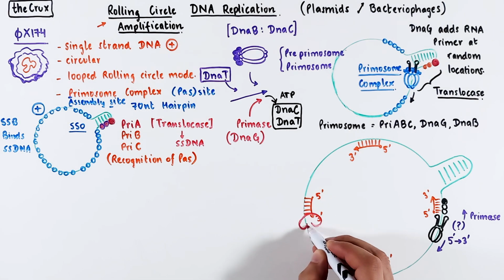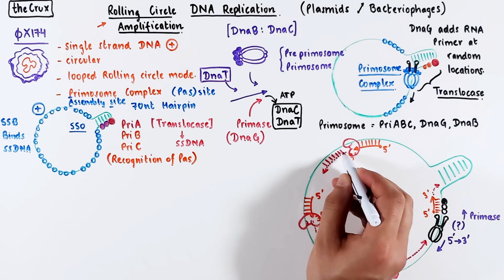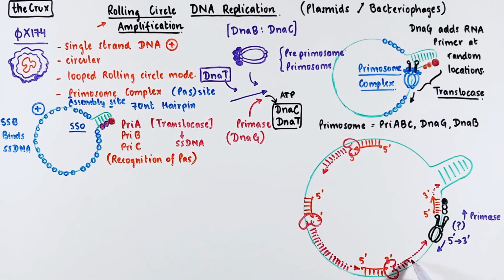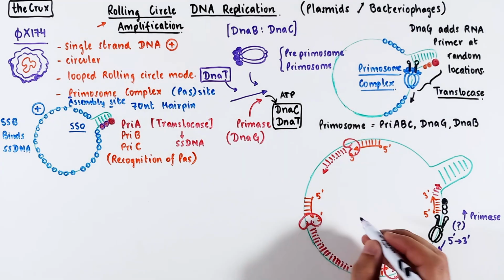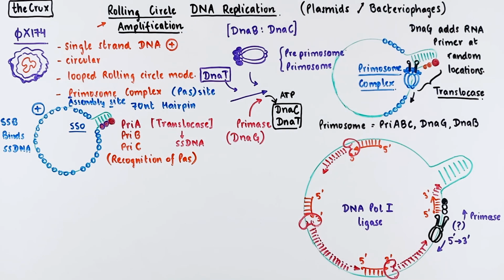Once these primers have been laid down, the DNA polymerase III will pick up at the 3' ends and start synthesizing the minus strand. And when it is done, the same old enzymes will make sure to remove the RNA primers and ligate the disjointed ends.